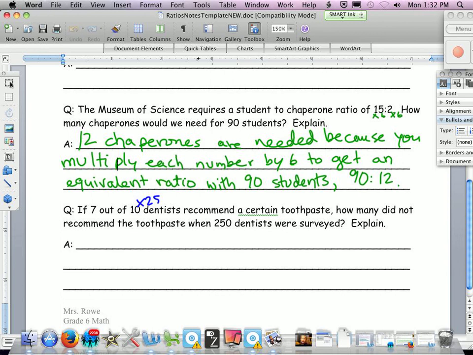Do not recommend it. So 3 out of 10 do not recommend it, and we have a multiplier of 25 to get 250 dentists. How many dentists do not recommend that particular toothpaste? We're going to multiply by 25.